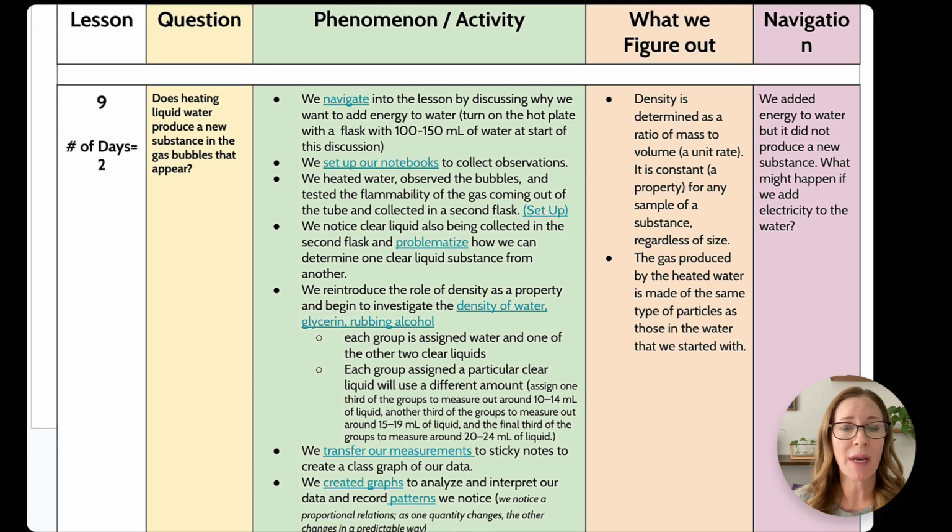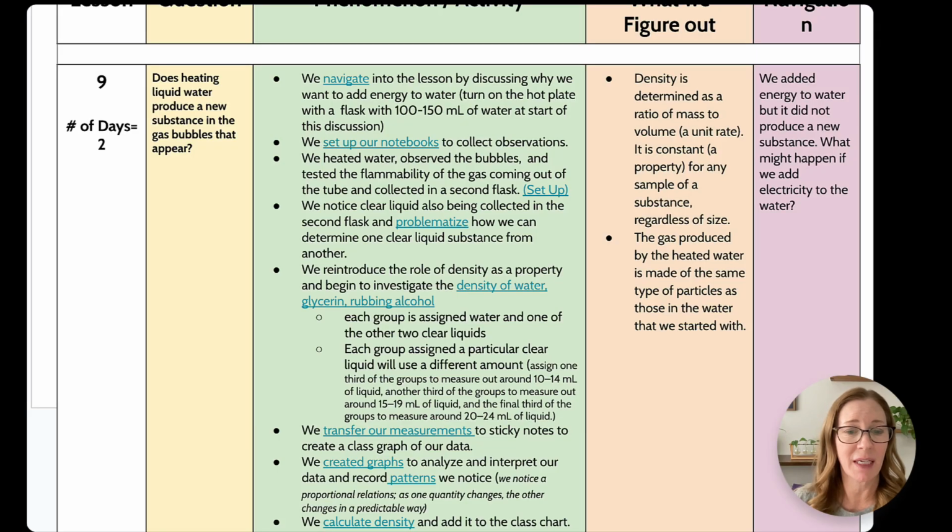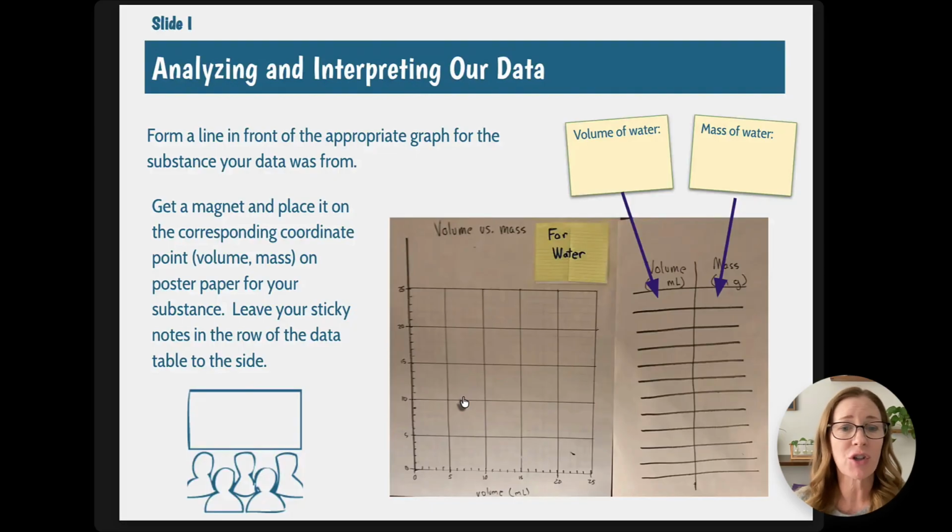Okay, so now we have reintroduced the role of density. We assign the groups, they do their lab, and then we transfer our measurements to sticky notes and create a class graph. So one student will put the information for the sticky notes for water. The other student is going to do this for their rubbing alcohol or glycerin, and they're going to transfer it to a sticky note, and we're going to put them on a class chart. Now, these class charts you're going to have to pre-make.